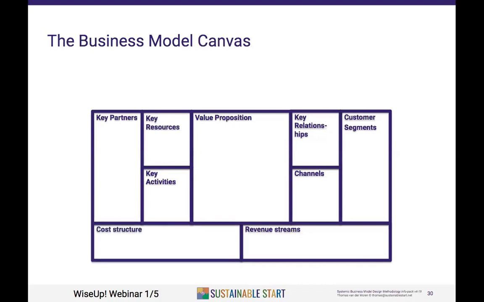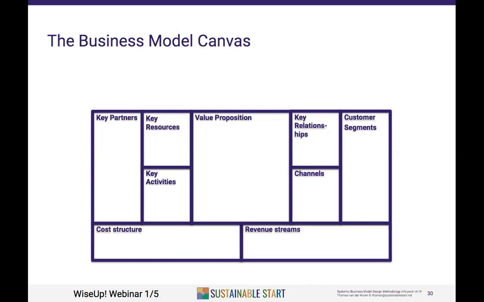Now, this is a basic business model canvas as it's being used, according to the website of Strategyzer, by over 5 million people in the world in order to design and develop existing and new business models, in order to innovate their business models and to look at your business basically from different angles.